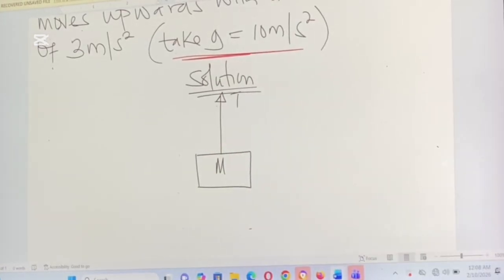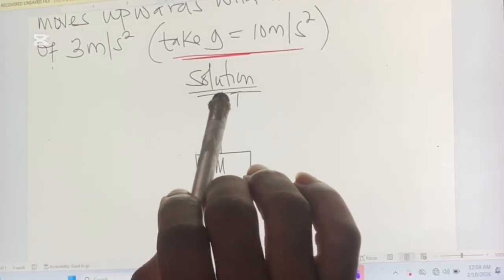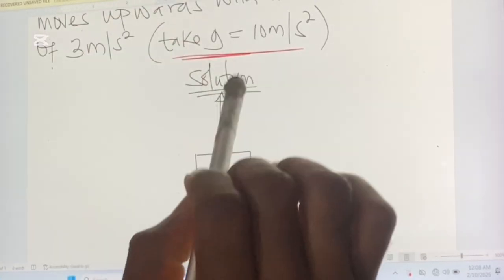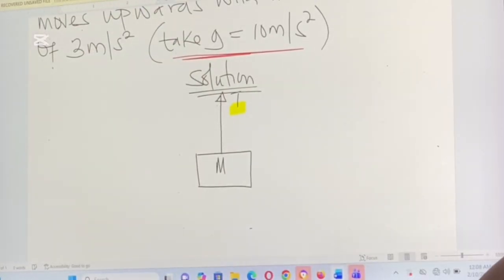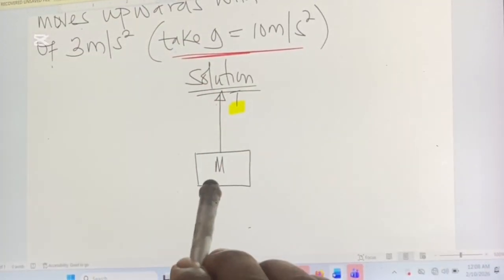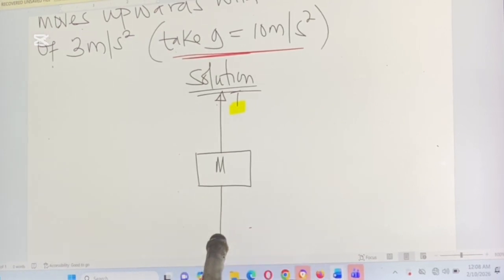Please take note. In Newton's third law, in every action there's an equal and opposite reaction. So I will have an opposite force to this tension here, and that opposite force is a downward force, which we call weight, which is the same thing as mg. Please take note.